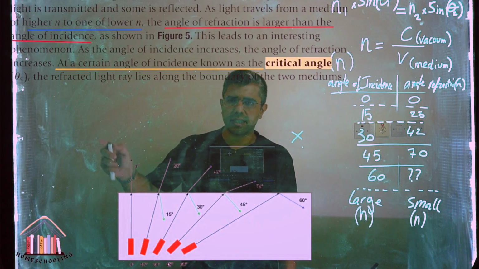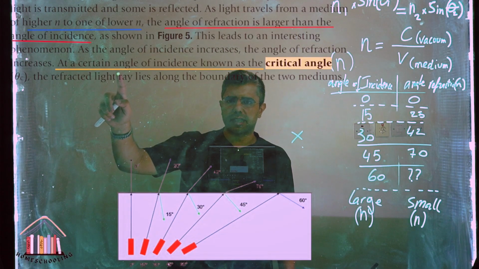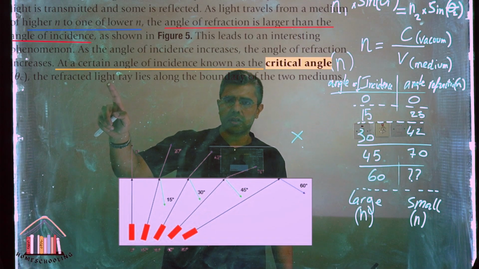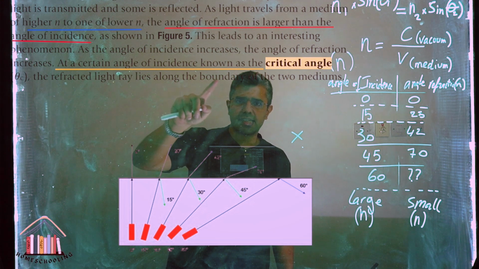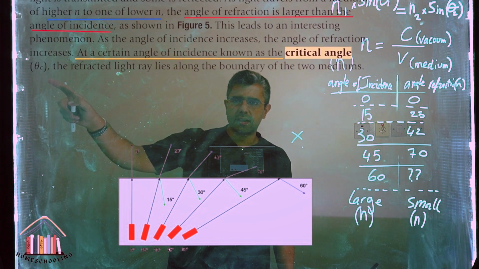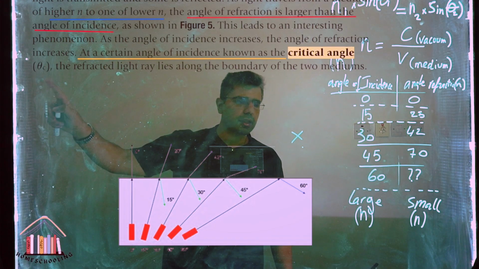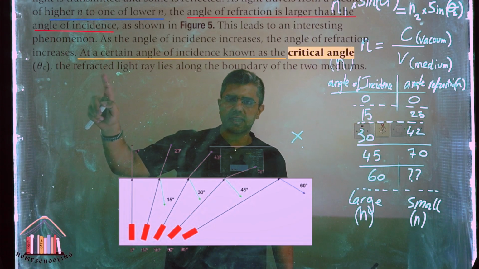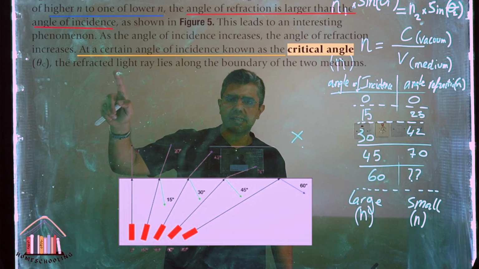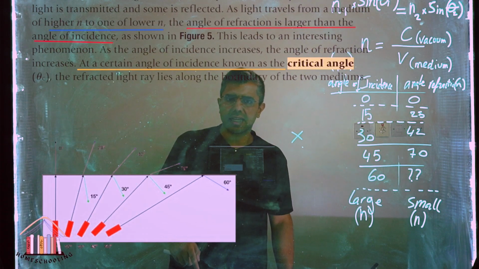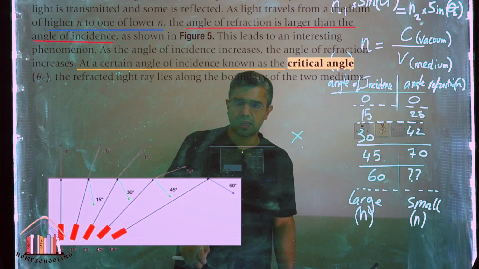There is something interesting happening. I told you at the end that at a certain angle that we still didn't know yet, a certain angle of incidence known as the critical angle, which they call theta c, the refracted ray lies along the boundary of the two media. That's what we call the critical angle.